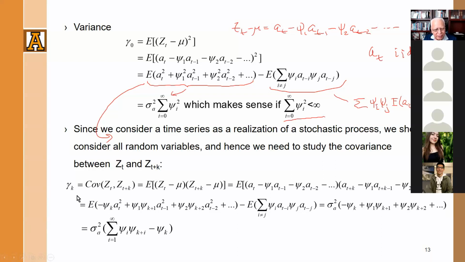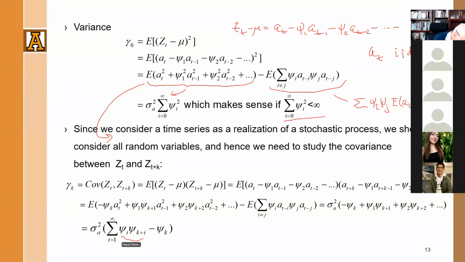So the gamma K, which is the covariance K lags apart, notice that here the gamma depends on K, okay, on how far apart the observations are. And this is sigma squared times the sum of psi I, psi K plus I, minus psi K times sigma squared. Sigma squared is a constant, and I get that from these AT squares. Okay, and this is the sum of these terms. Notice here, for example, this is psi 1 psi K plus 1, psi 2 psi K plus 2, and so on.